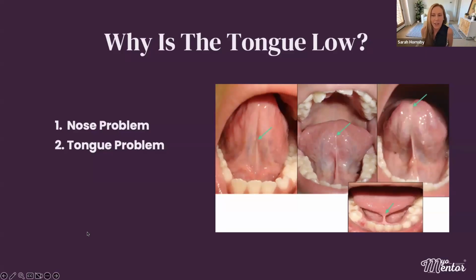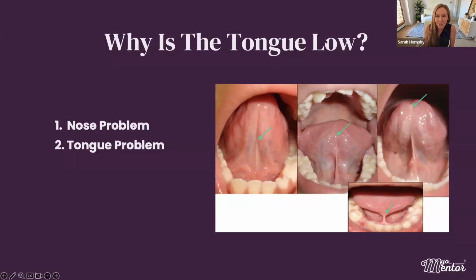So then we have to ask, why is the tongue low? There's usually just two reasons, and you have to figure out, with either yourself or your patients, what the reason is. Well, it's either a nose problem, meaning we can't breathe through the nose, or there's some sort of sinus issue, tonsil issue, so nasal breathing is difficult. And two, there's a tongue problem.